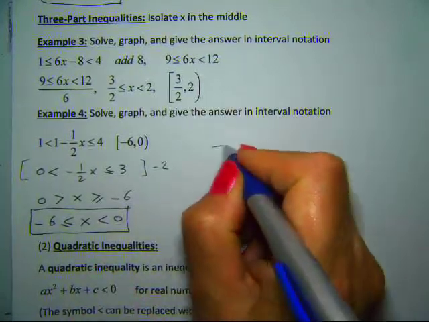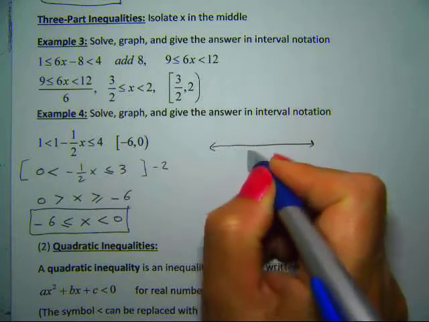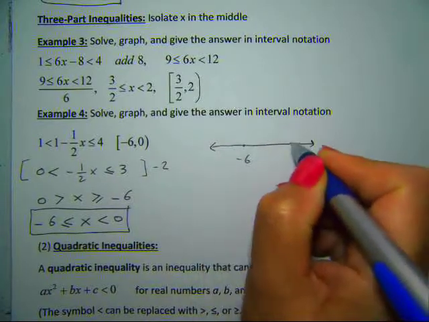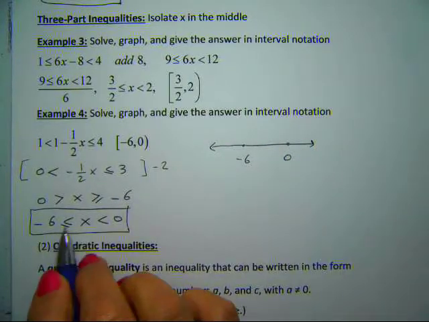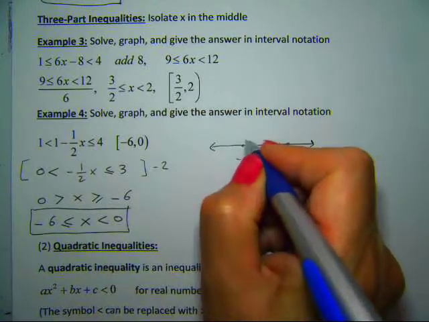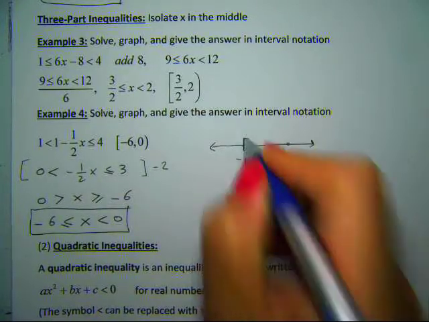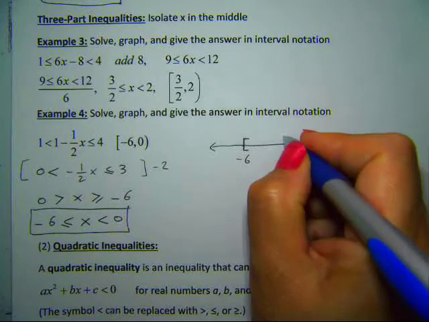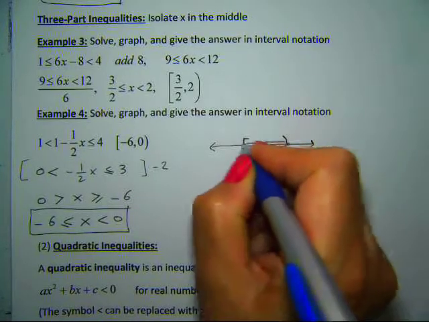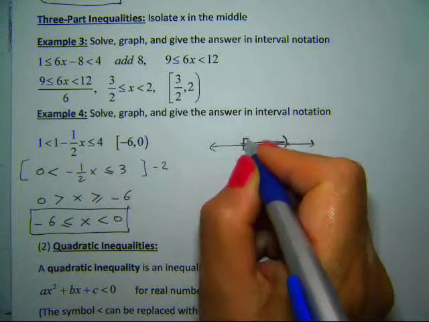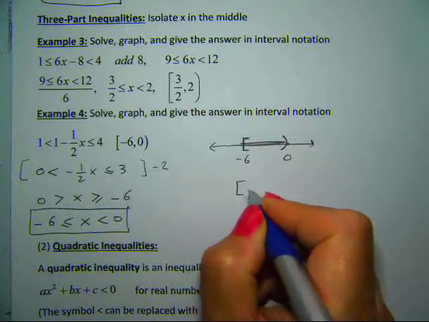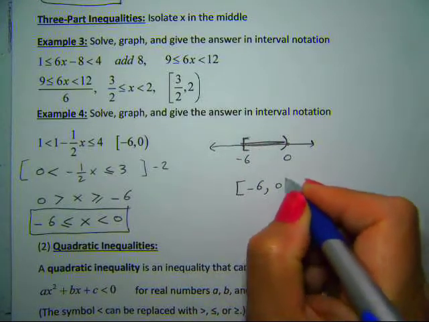Let's graph it. So we have a negative 6 and a 0 somewhere. It's greater than or equal to negative 6, so to the right and including negative 6, but less than 0, not including 0, so it's this part. And the interval notation is very similar.